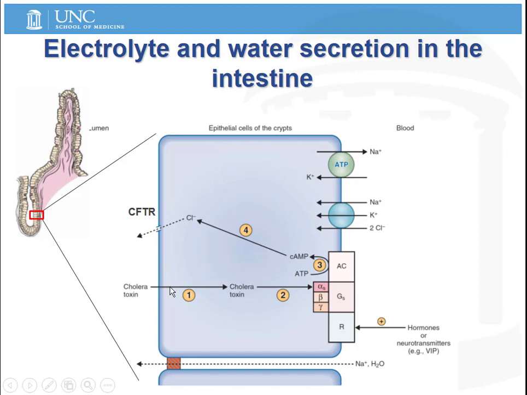Cholera toxin is able to irreversibly bind and activate the G protein coupled to the adenylyl cyclase, which increases the intracellular cyclic AMP and maintains an open chloride channel as long as the cholera toxin is present. This results in intense secretion of chloride, with sodium and water following as long as the cholera toxin is present in the lumen.